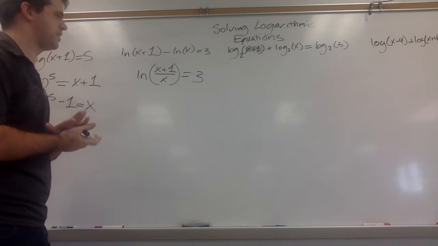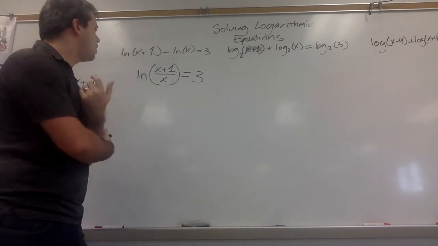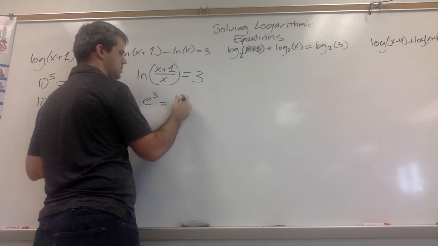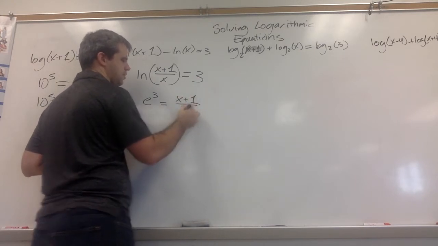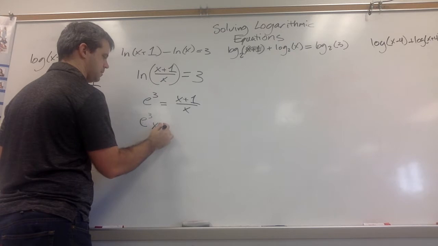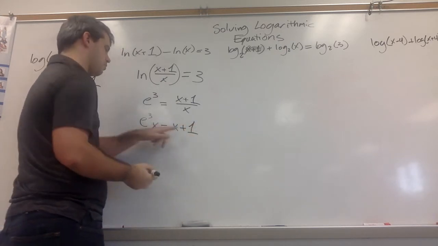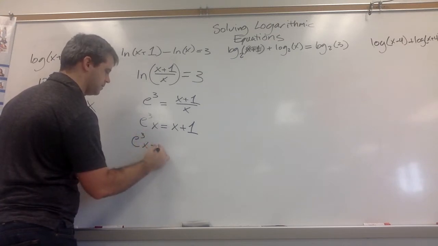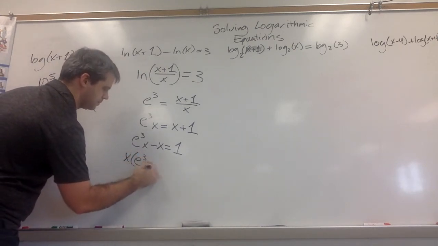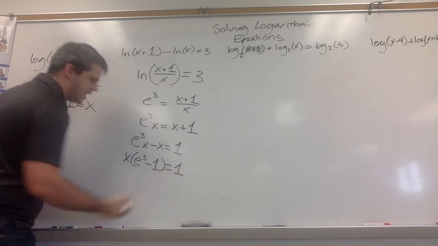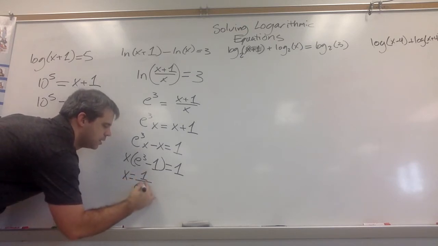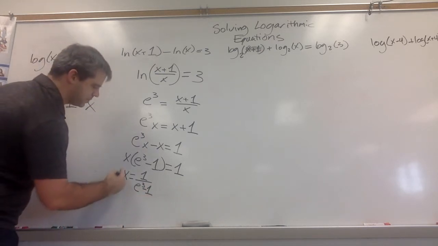Natural log of x plus 1 divided by x. All right, so now we can rewrite this as e to the third equals x plus 1 over x. All right, I can multiply x on both sides. Move my other x over. I can factor out my x. And now x is almost by itself, but I'm multiplying here. And that winds up being our answer.